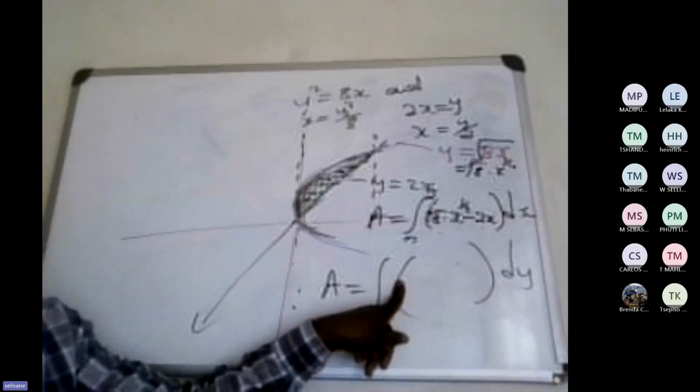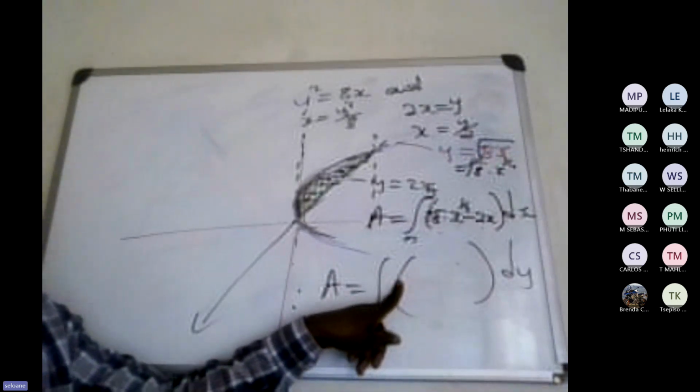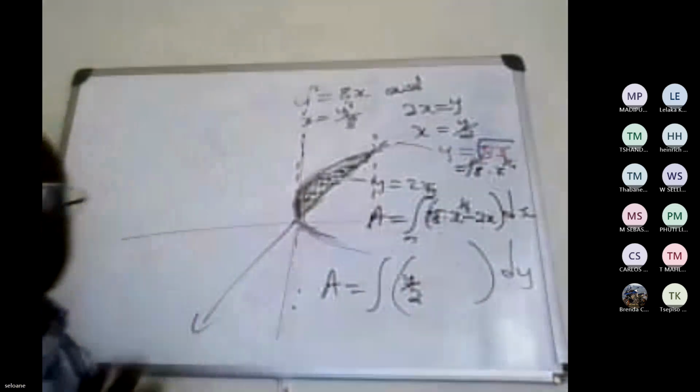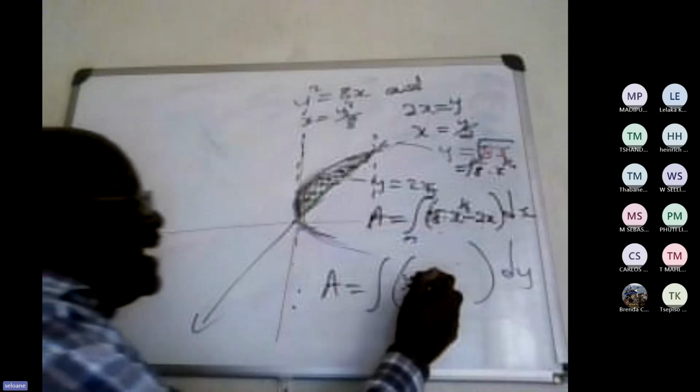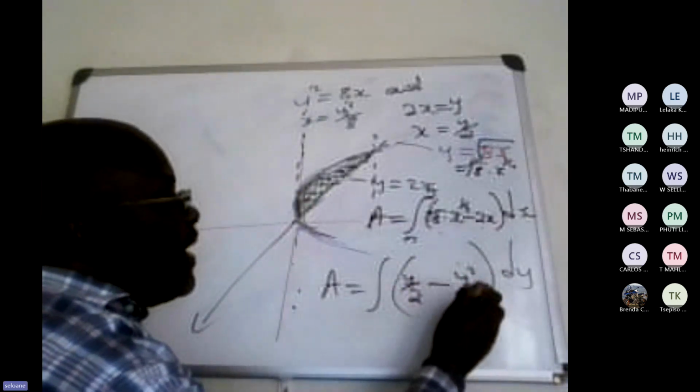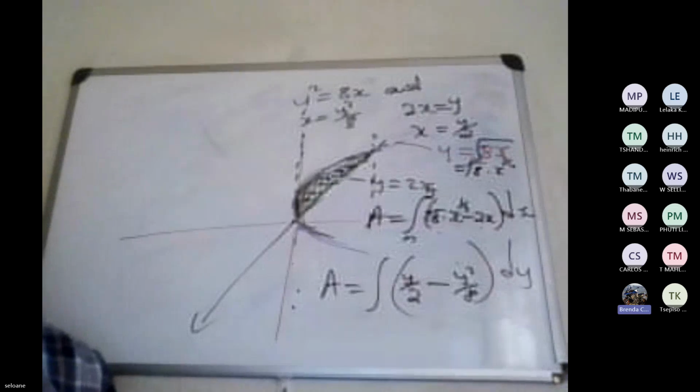Then it must now be the right boundary. What is the right boundary here? y over 2, minus the left boundary. What is the left boundary? y squared over 8.